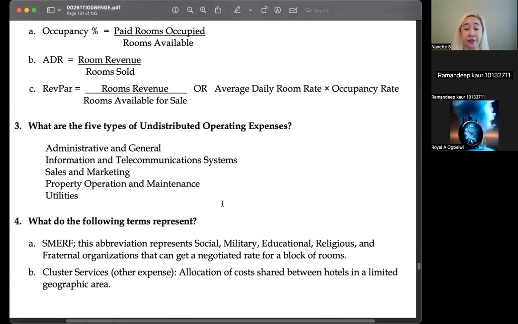So we have different types of undistributed operating expenses. So you have administrative, general, information, telecommunication, sales and marketing, property operation, maintenance, and utilities. So all these we need in running our lodging business.